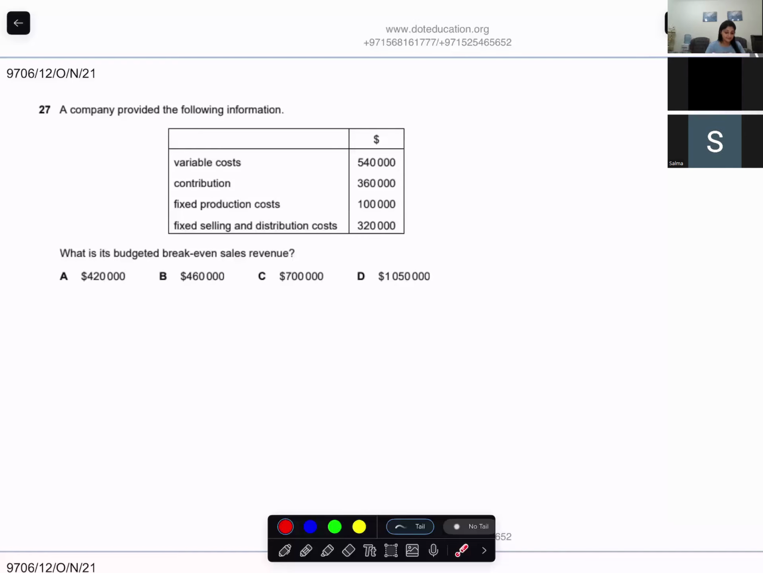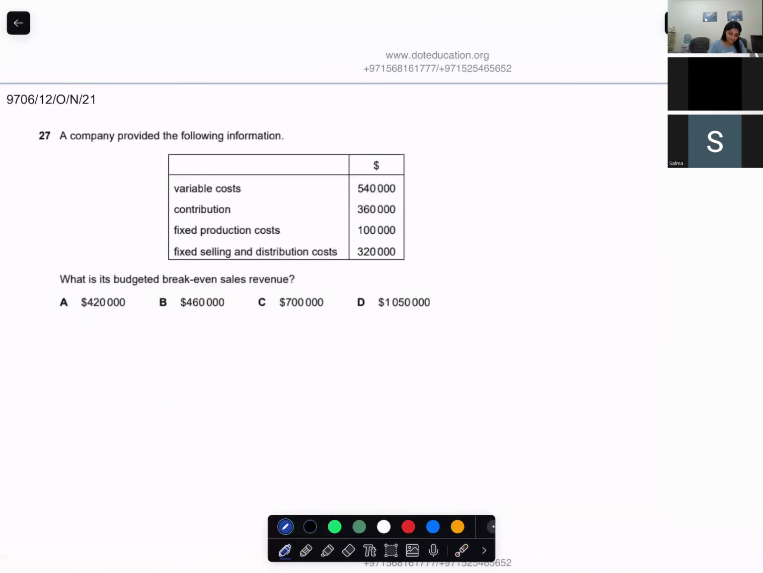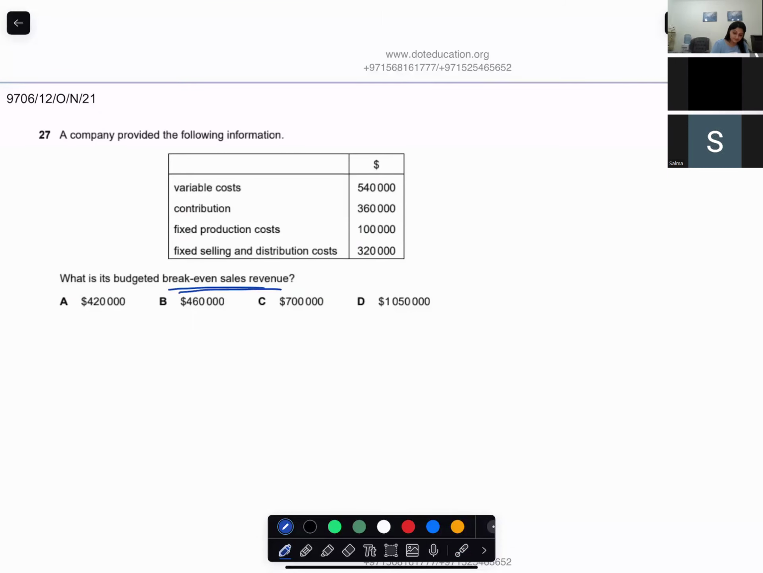How did you get it? To find the budgeted break-even sales revenue, you need to do total fixed cost divided by the CS ratio, to get break-even in dollar value. Do you have the total fixed cost? Yes, miss.